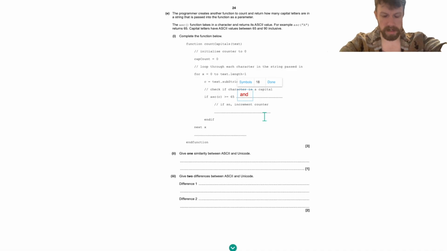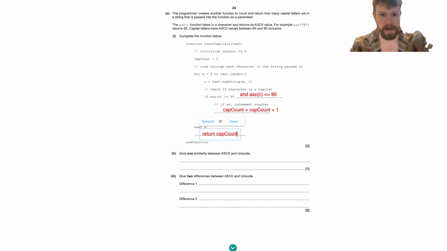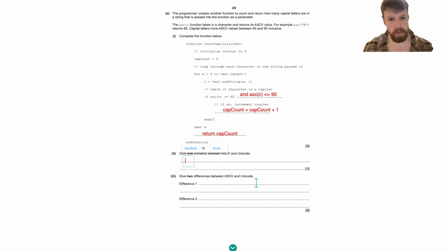So remember to put ASCII there, and then we're going to put less than or equal to 90. Okay, so that checks the range to see if it's an uppercase letter. We're then going to do cap count, make sure that you get the capital letters in there, cap count + 1, and then finally at the end you're just going to return that value, cap count.